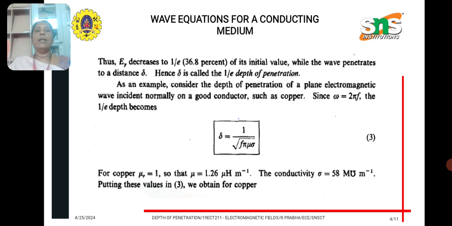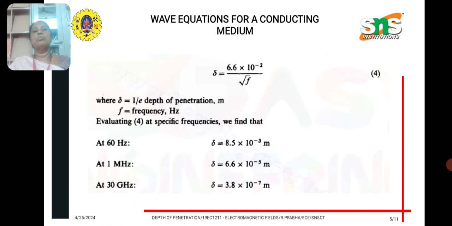So putting these values for copper, the skin depth becomes delta is equal to 6.6 into 10 power minus 2 divided by root f. So here delta is called depth of penetration. It is a distance parameter, so measured in meters, and f is the frequency in hertz. From this expression we can understand that skin depth is inversely proportional to square root of the frequency.